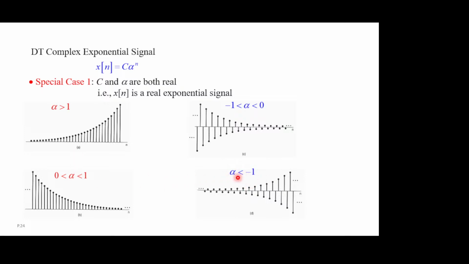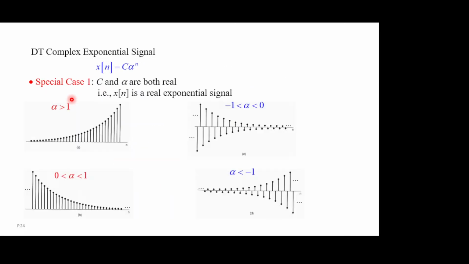And now if alpha is less than -1, it's still negative, so you still have this up and down, but with exponential growth because its absolute value is bigger than 1. Okay. So you see this up-down behavior is not something you will see in the continuous time real exponential, right? It is only when you are talking about the discrete time case.